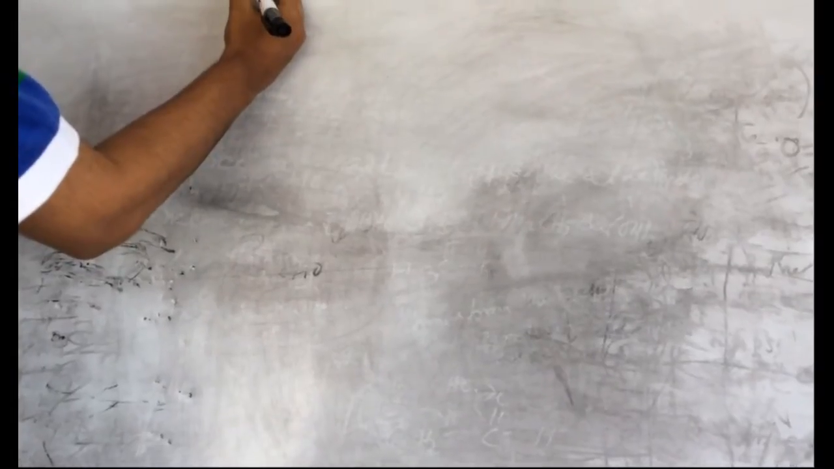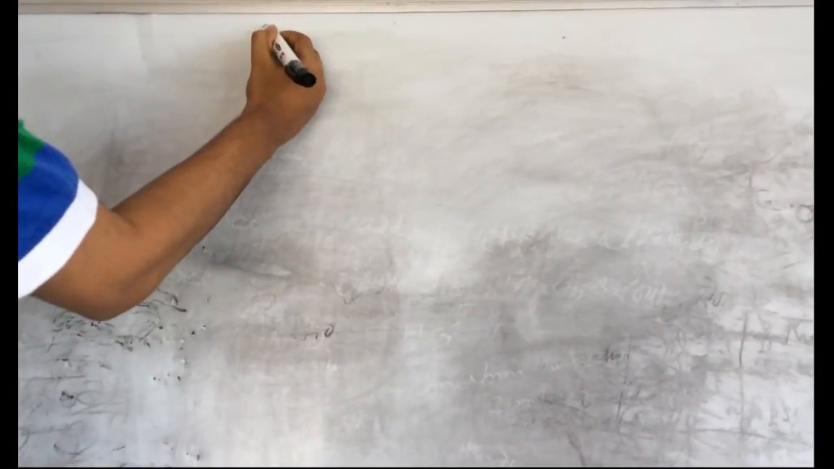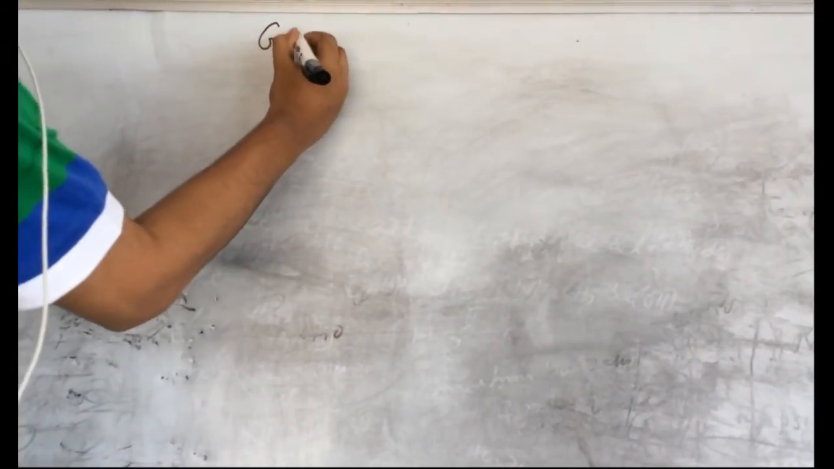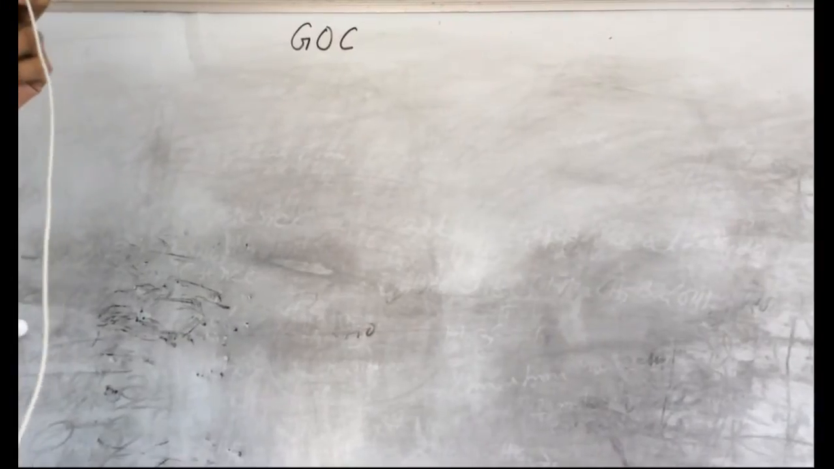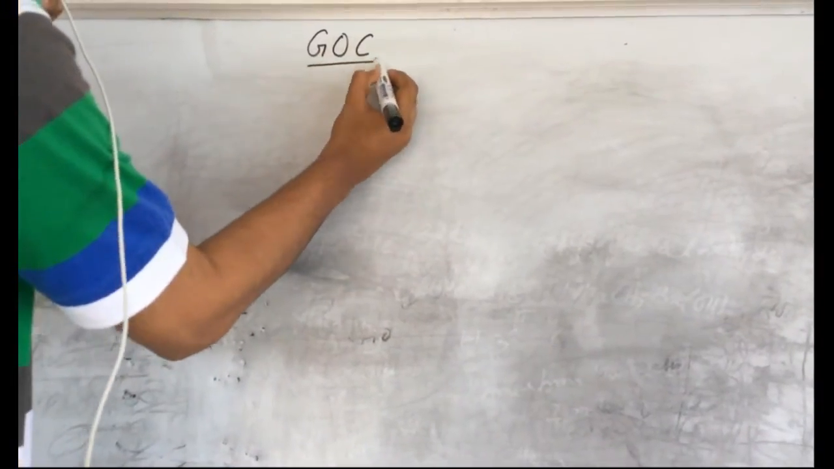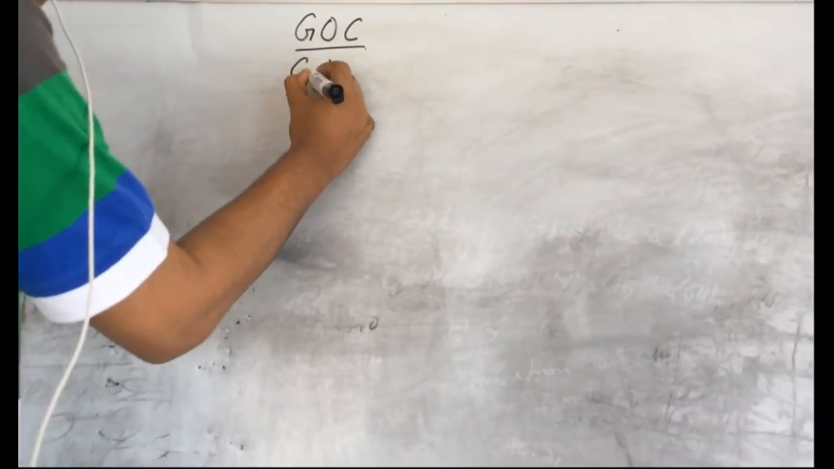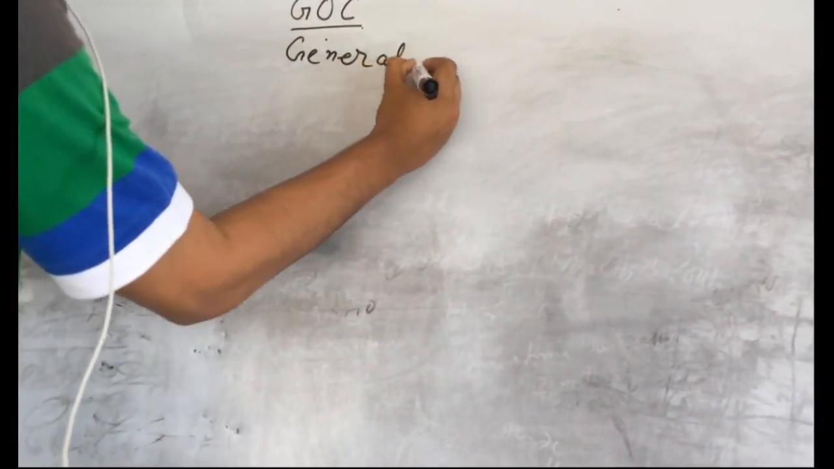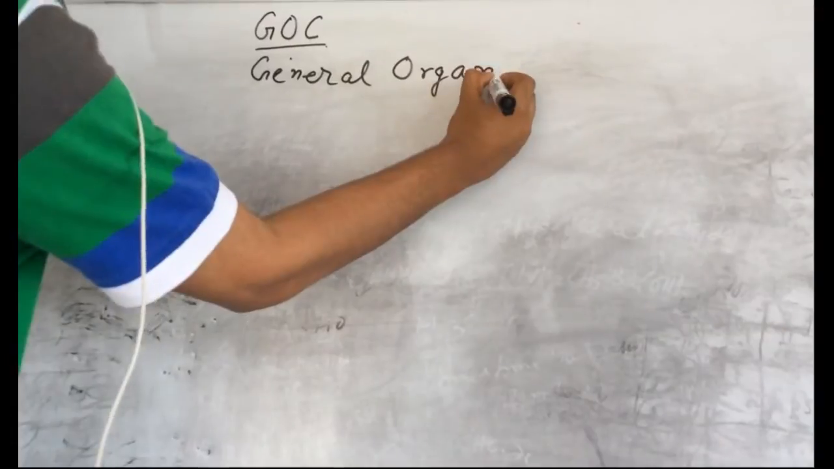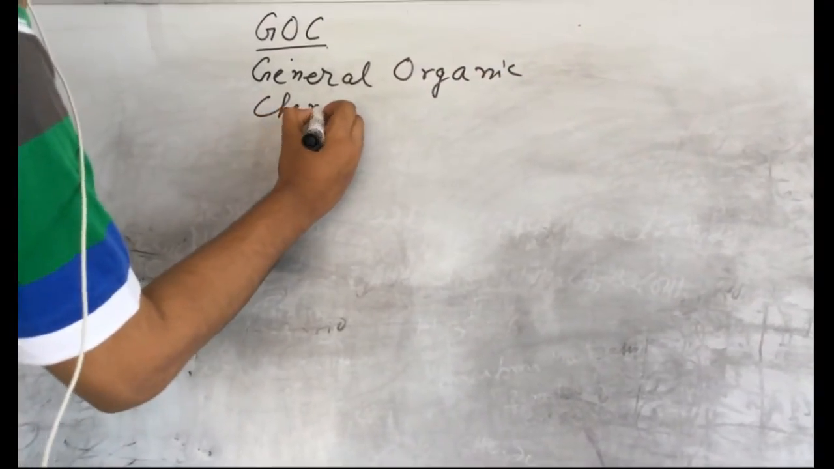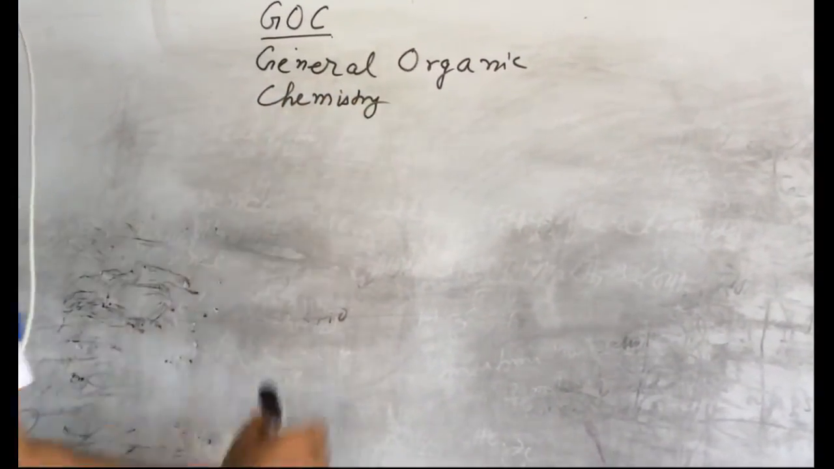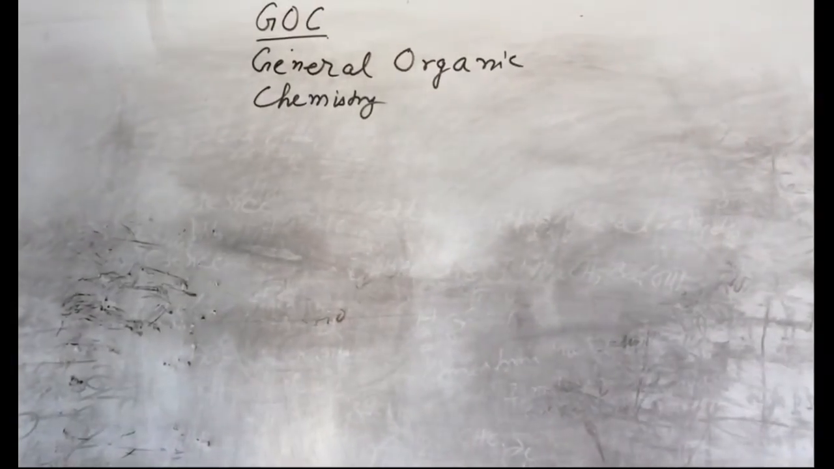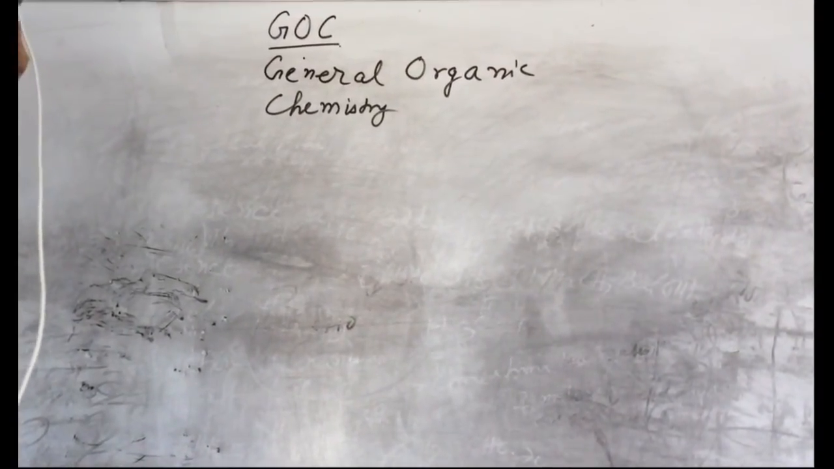Hello guys, so today we are going to start GOC, that is General Organic Chemistry. This chapter basically deals with the different prerequisites one needs to understand the different phenomena and gaining an overall view of the different organic reactions and species. GOC means General Organic Chemistry. This is the basic foundation you require to start gaining an in-depth knowledge of organic chemistry.